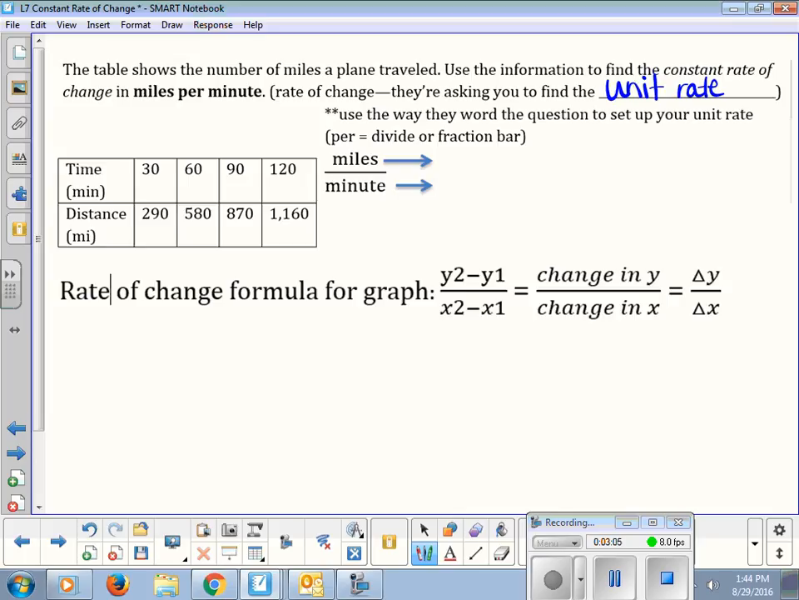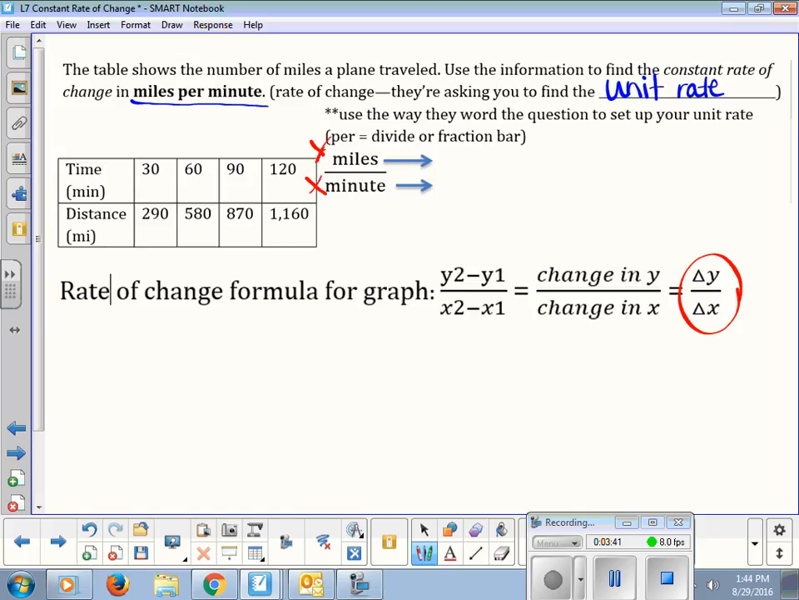You want to look back at the wording. We have miles per minute. We are going to use that to set up our unit rate. Whatever comes first, miles, we're putting that in our numerator. Per is our divide or fraction bar, per minute. So if we notice here, we have change in y over change in x for our rate of change. So if we look, you always are doing y over x. So our y values are our miles.